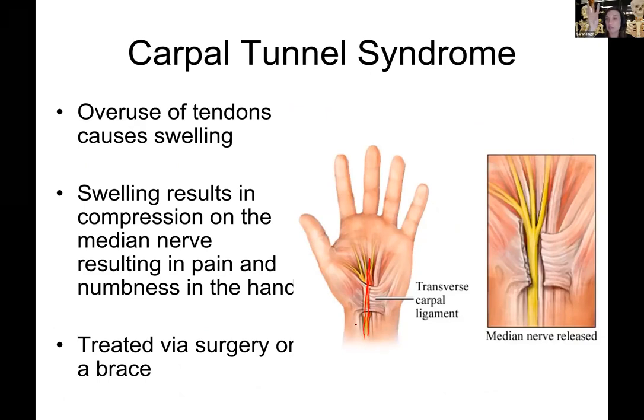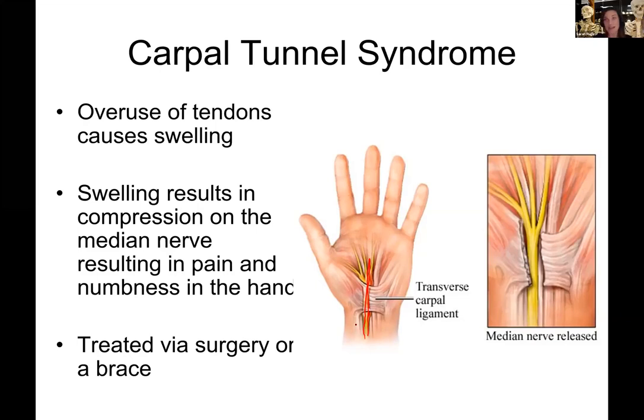Sometimes it's pain, sharp shooting pain in their fingers. And so this is typically treated one of two ways. The more conservative way is to wear a brace. It's a brace that's going to hold your wrist so that you can't do this movement and overuse those tendons. Okay, so that's the first thing they'll try.